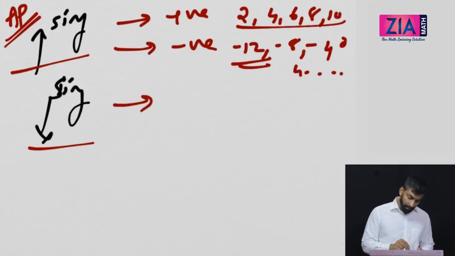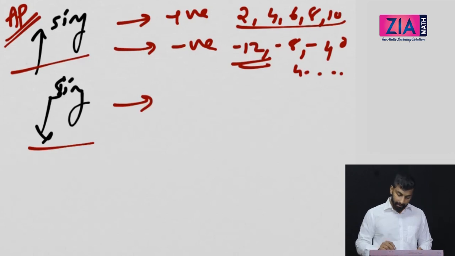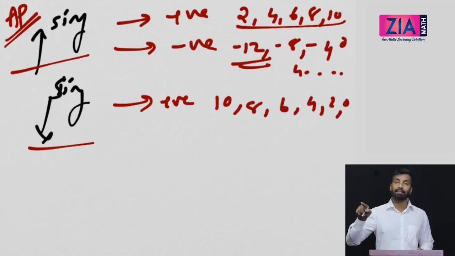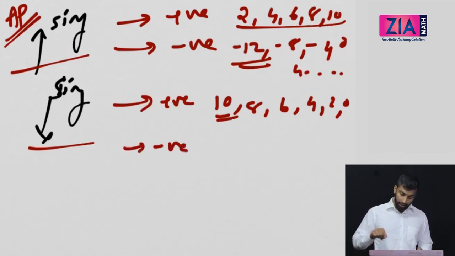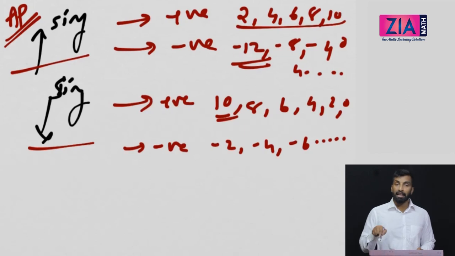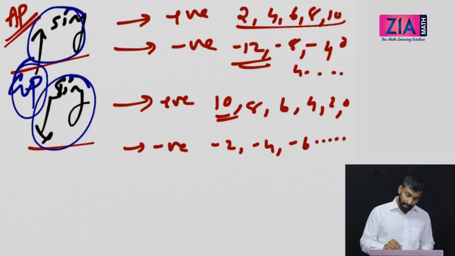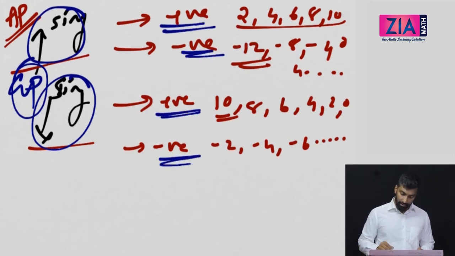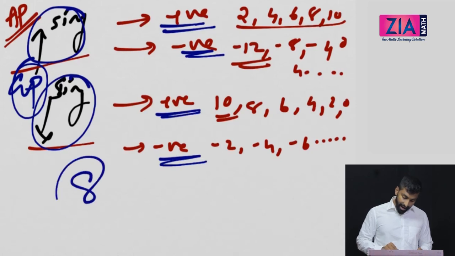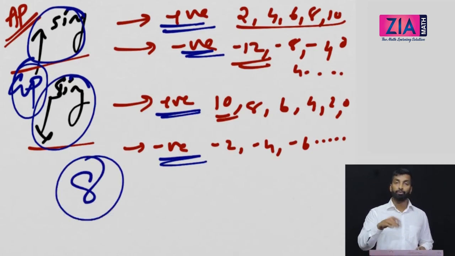Now decreasing means what? In decreasing also you can again see starting with positive and starting with negative. Starting with positive means you can start with 10, 8, 6, 4, 2, 0, etc. This is a decreasing AP starting with positive. Now starting with negative, you can see like minus 2, minus 4, minus 6, etc. Now the same classification is applicable for GP also. In GP also you can see increasing and decreasing, starting with positive, starting with negative. So basically we need to see 8 different types now, 4 in AP and 4 in GP.